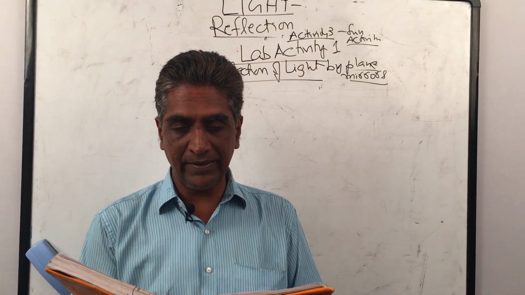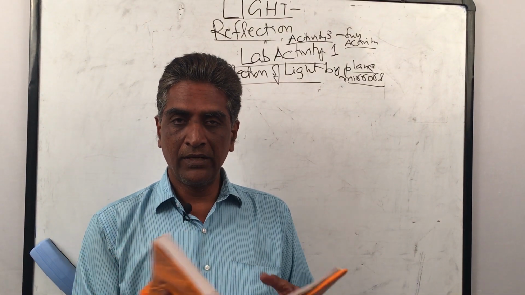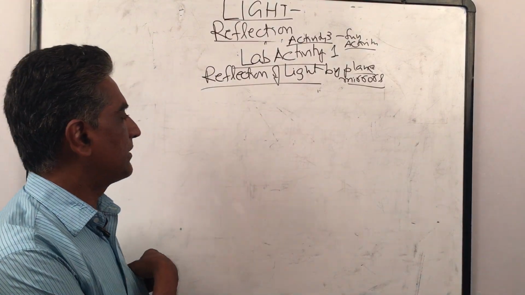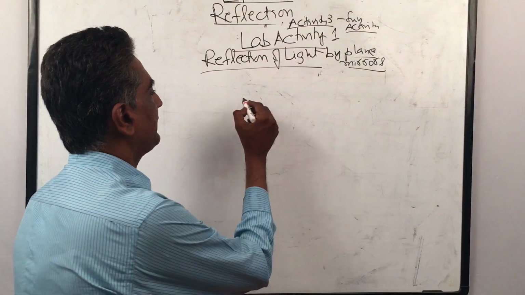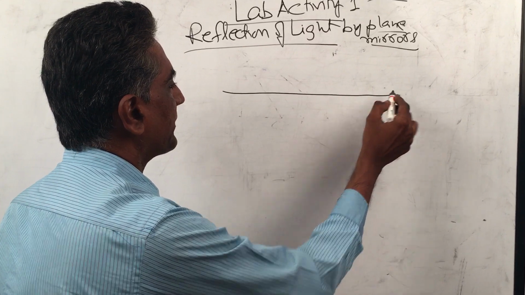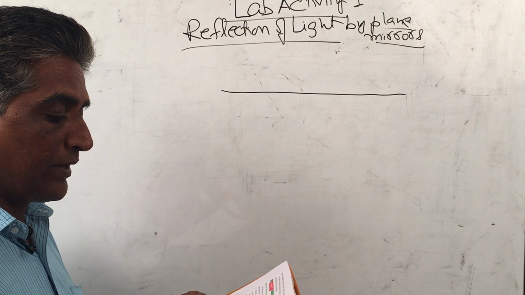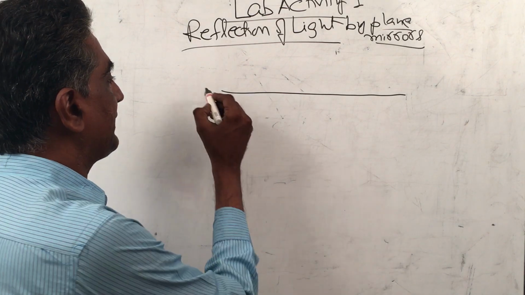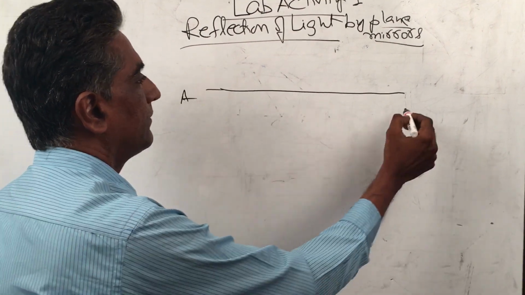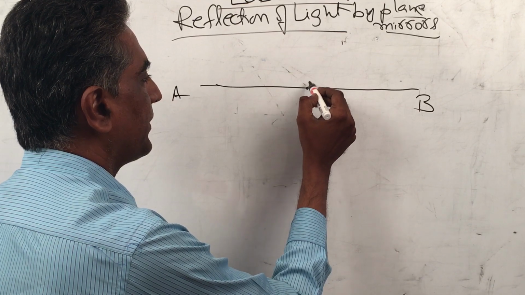Draw a straight line AB at the center of the paper. So we can draw like this, a straight line AB at the center of the paper, and also a normal ON to AB at point O. So you take AB and you make a point O.